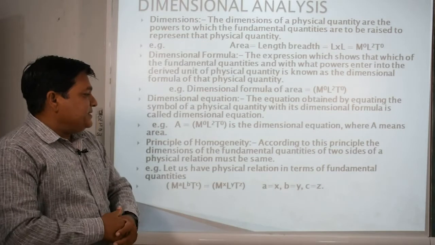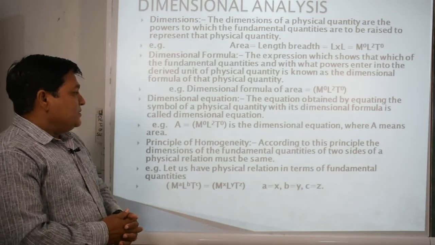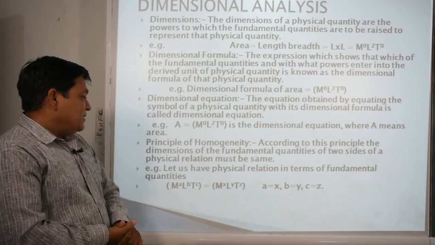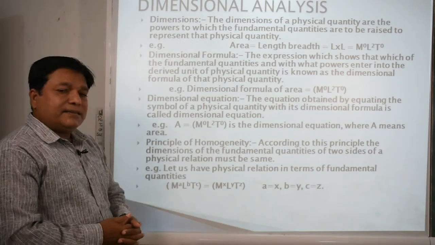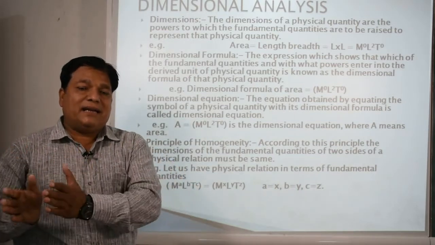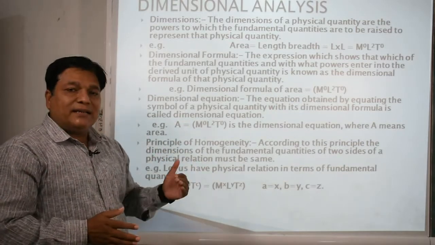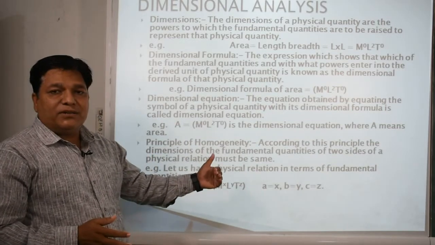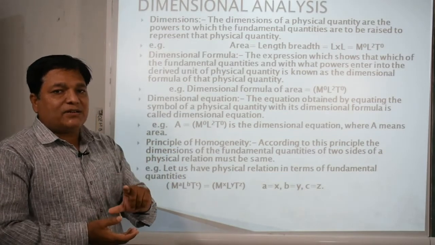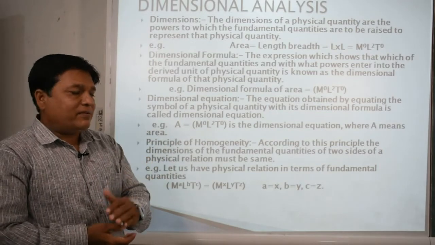Next we see the principle of homogeneity. It is related with dimensions and dimensional formula only. According to this principle, the dimensions of the fundamental quantities on the 2 sides of a physical relation must be the same. Means if we are using the dimensional equation, then on both sides, the LHS and the RHS, the dimensions must be equal. This is called the principle of homogeneity. In an equation, the dimensions of both sides must be equal or equivalent.